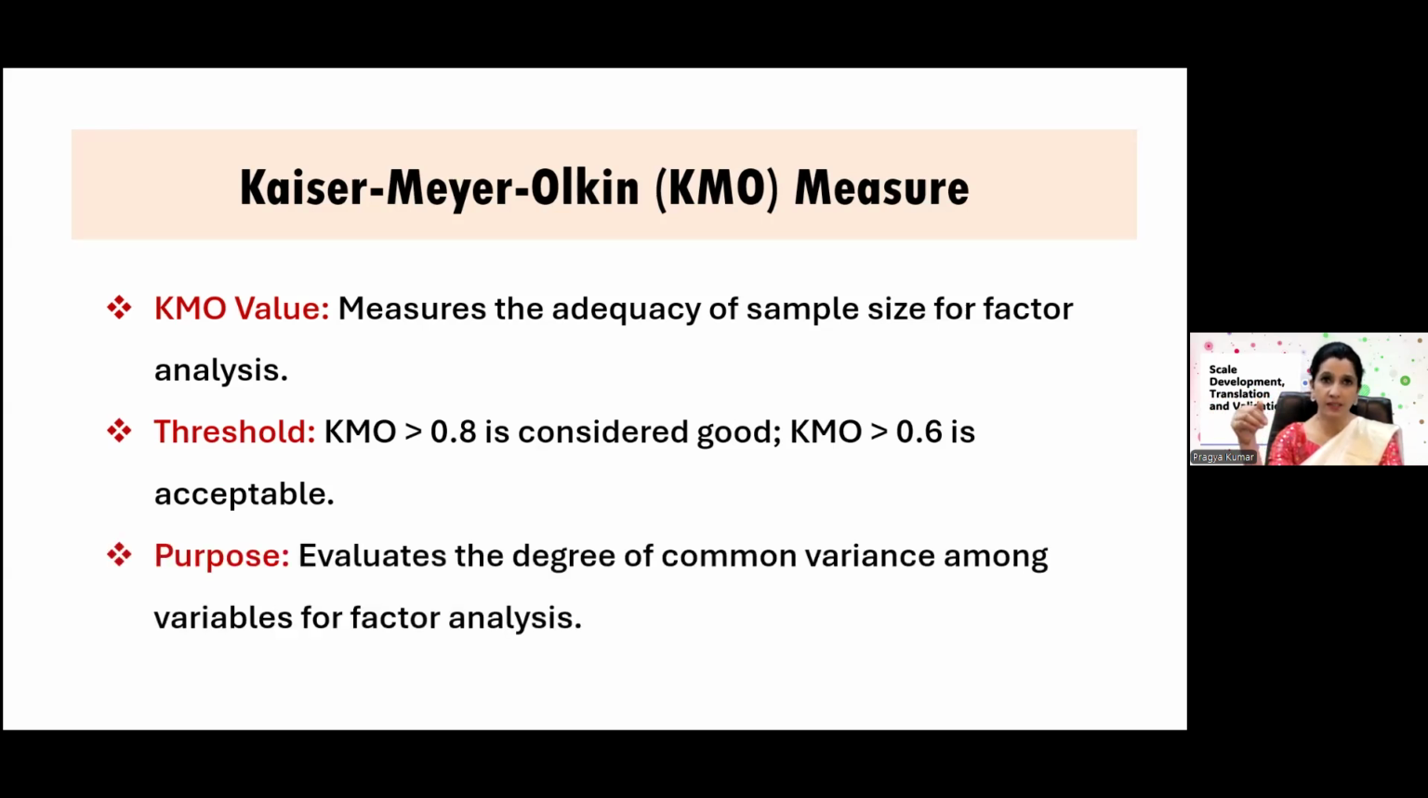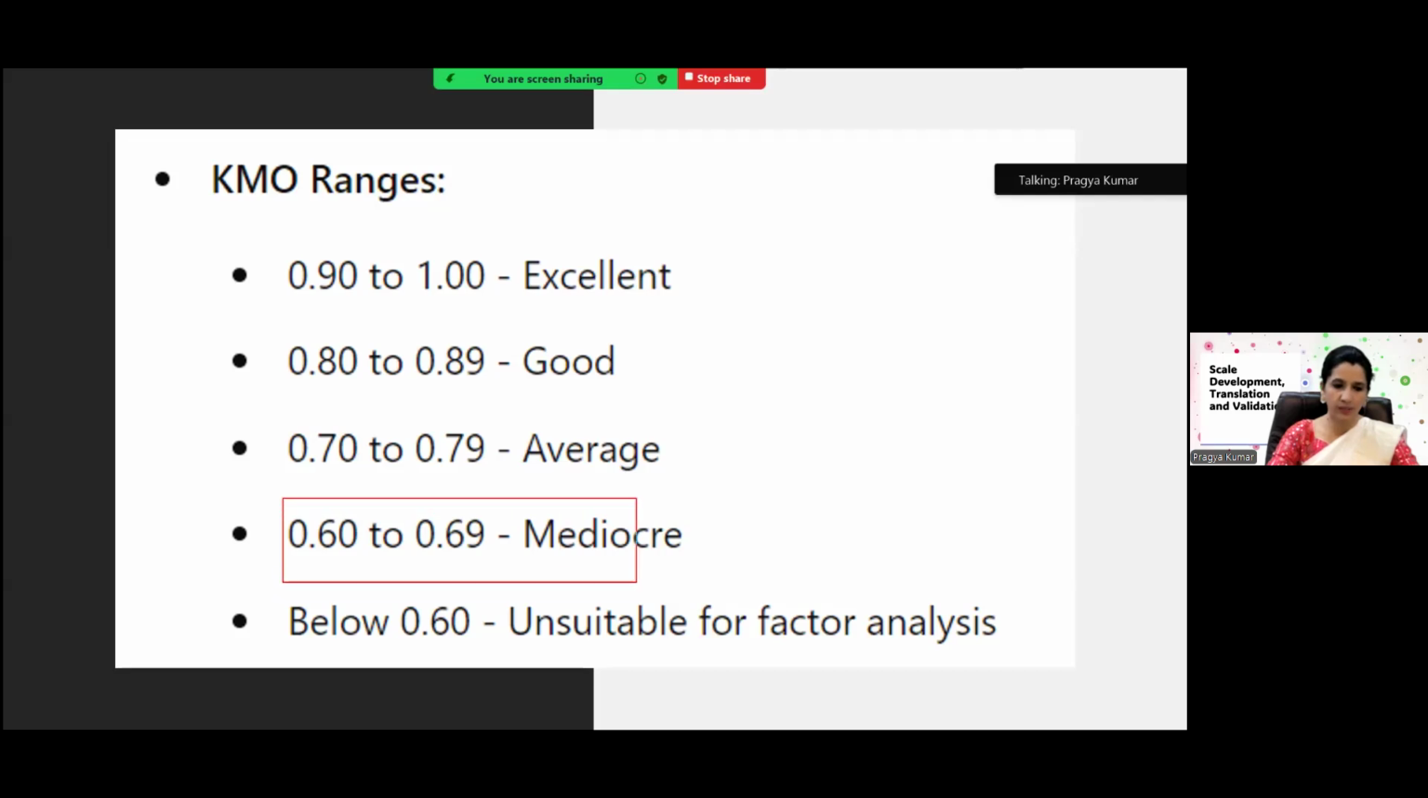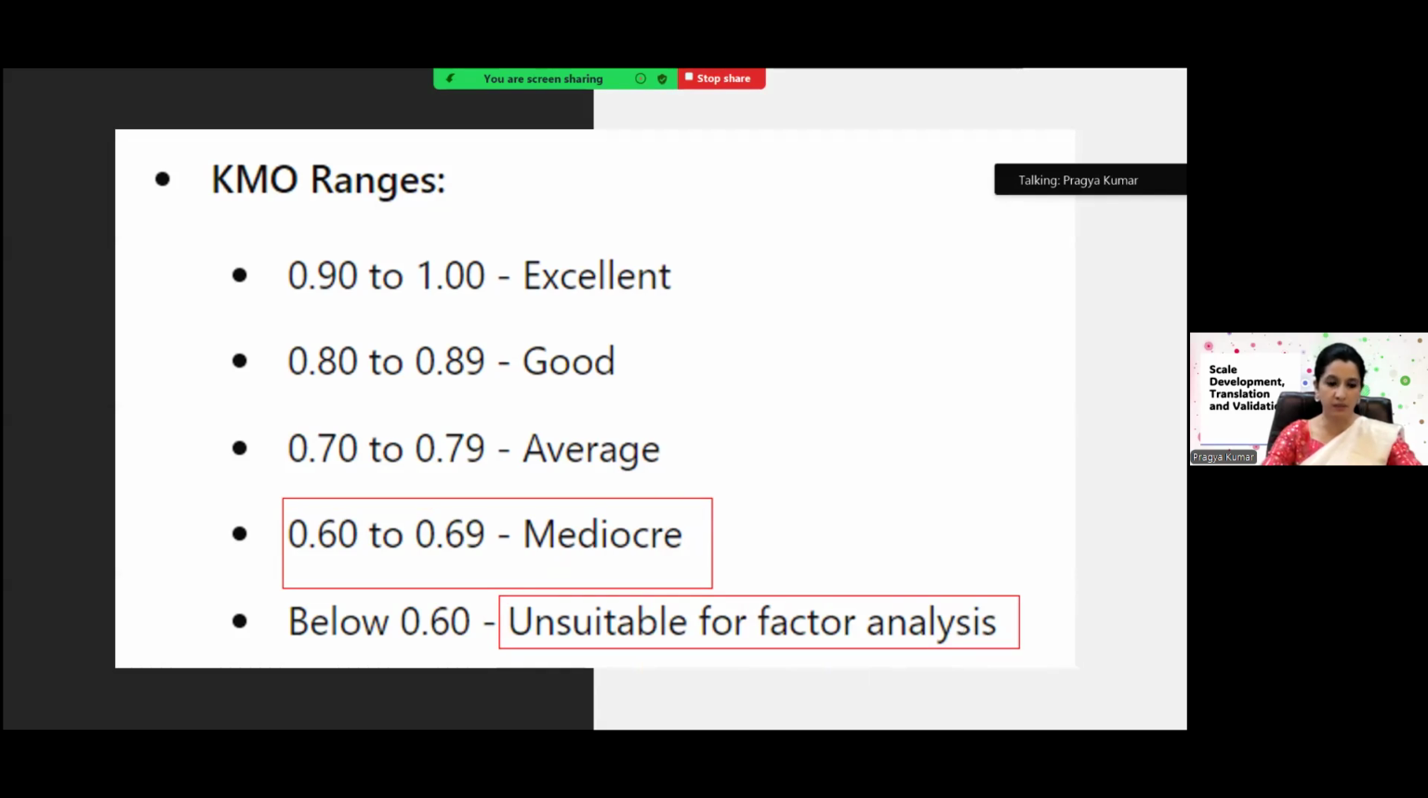Its purpose is to evaluate the common variance among all those items for the factor analysis. If you see the ranges, 0.9 to 1 is excellent, more than 0.8 is good. But you should remember, it should be at least more than 0.6. Less than that is unsuitable for factor analysis. You cannot do factor analysis.